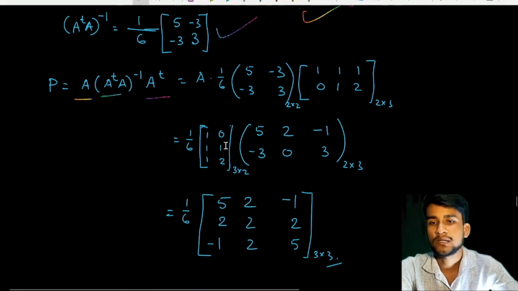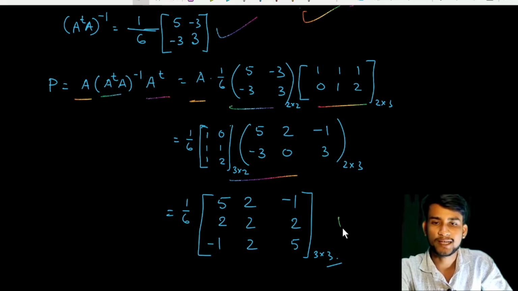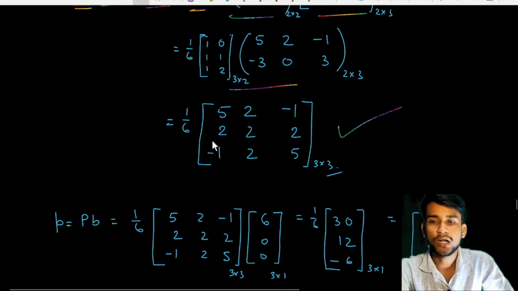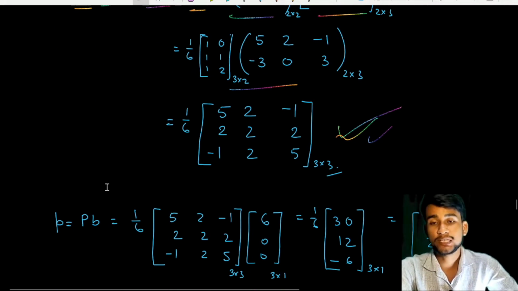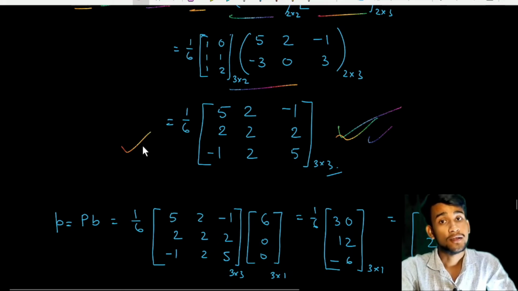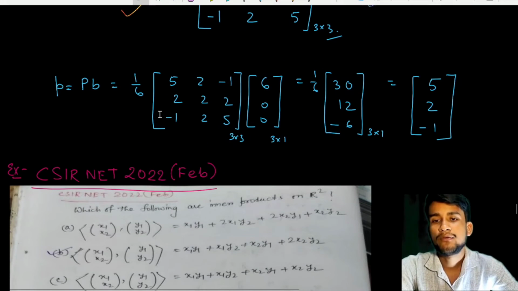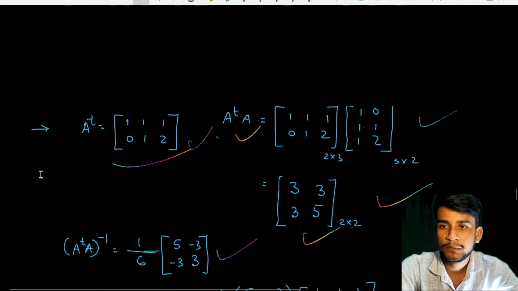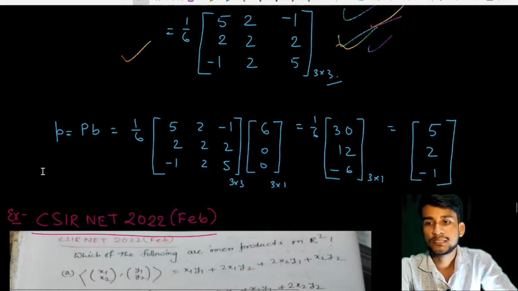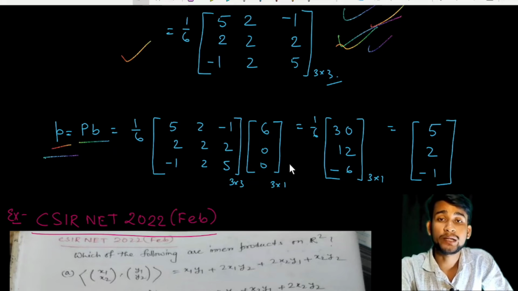And P equals therefore A (A transpose A) inverse A transpose. That means (A transpose A) inverse into A transpose. This is simple matrix multiplication, and we finally get 1 by 6 into this matrix. So this P matrix is the projection matrix for projecting a vector onto a subspace. And the formula you have found: small p equals capital P, the projection matrix, into the B vector. If we take this as the B vector, then this is the small p.